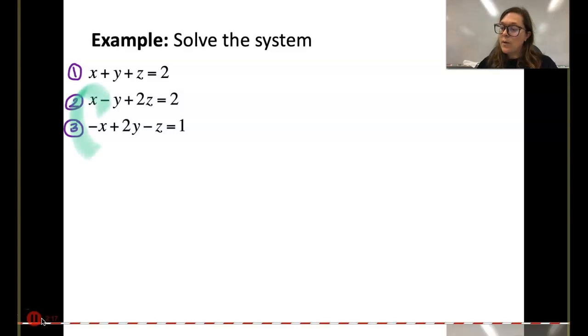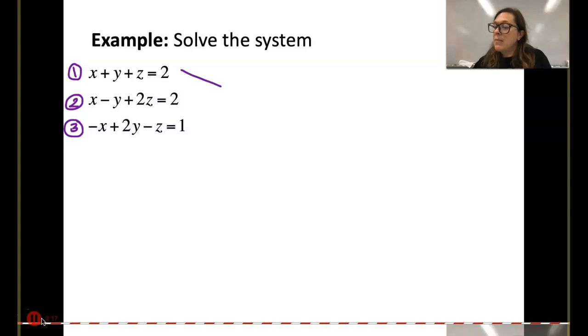If I were to add equation 2 and 3, does everybody see how my x's would eliminate? My y's wouldn't, my z's wouldn't, and my constants wouldn't. So I've got some options. I can either pick the y to go first or the x to go first. There is no right or wrong answer. I'm going to go with the y's just because that's line 1 and line 2.